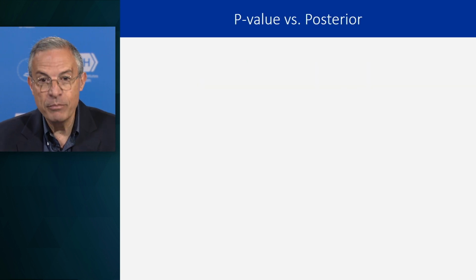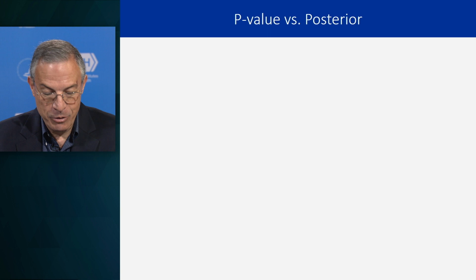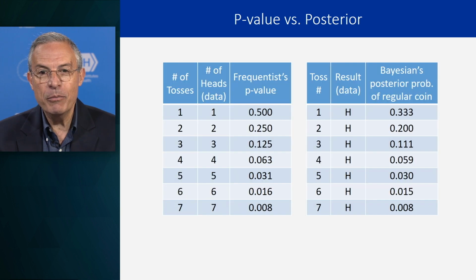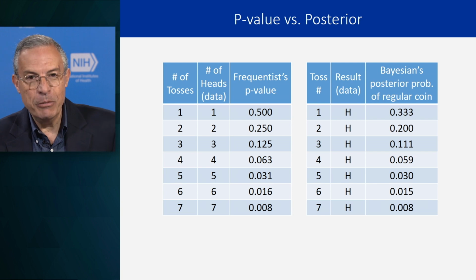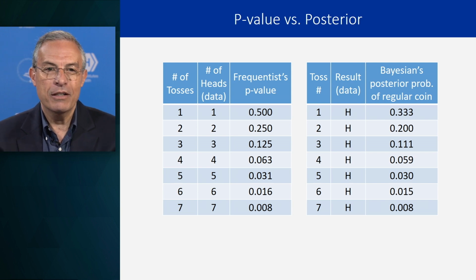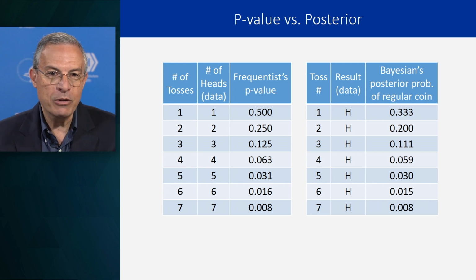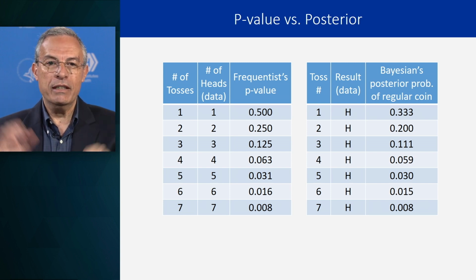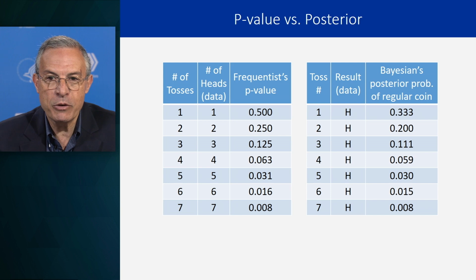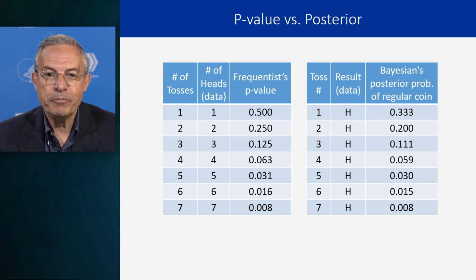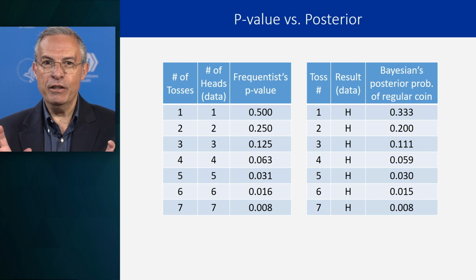So I'm doing this with hesitation because I'm going to put the 2 tables side by side, and there is a little bit of a danger with that. There are 2 tables you've already seen. One when we were talking about the p-value, one when we were talking about the posterior probability. They are very different tables.